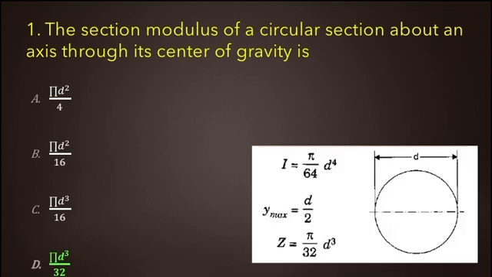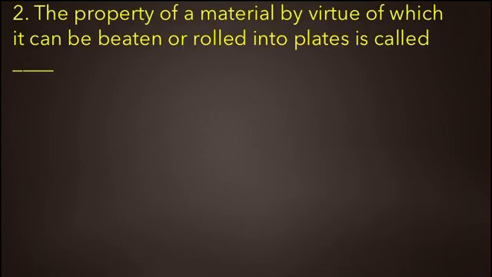moment of inertia divided by the maximum distance from the centroid to the outer fiber of the cross section. We know that the moment of inertia of a circular section is pi d power 4 by 64, and the maximum distance from the centroid is d by 2, that is y max. Now I by y max gives the section modulus Z, which will be pi by 32 d cube, or pi d cube by 32. Let us go to the second question.